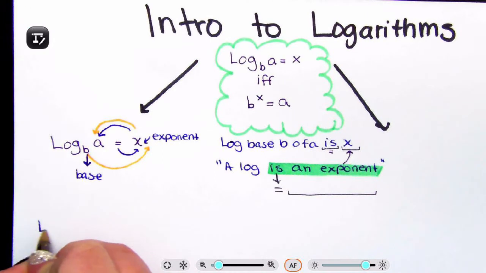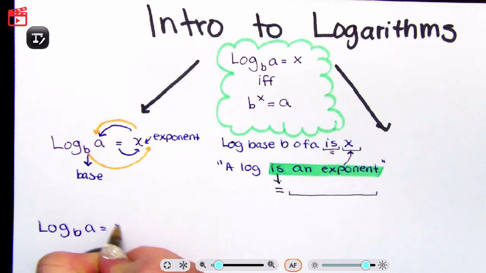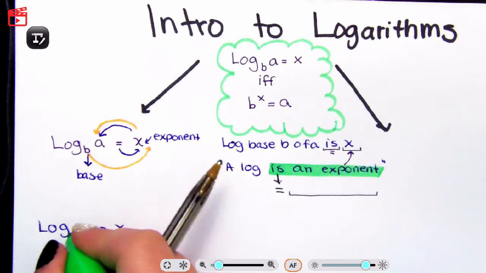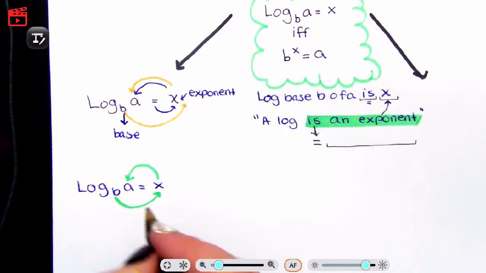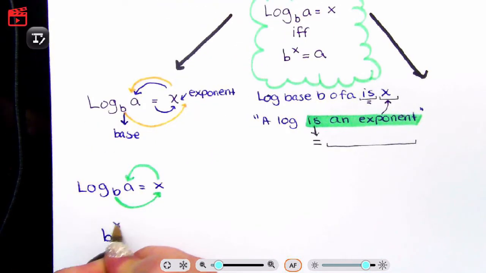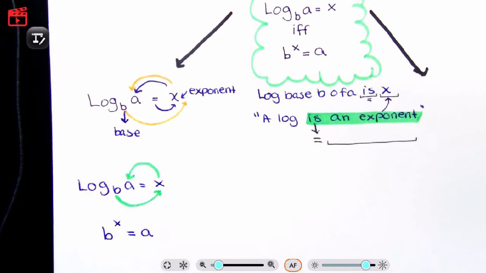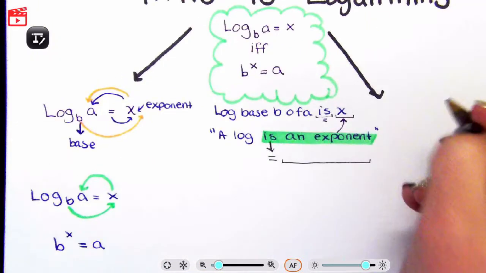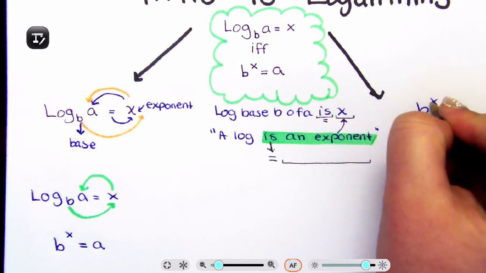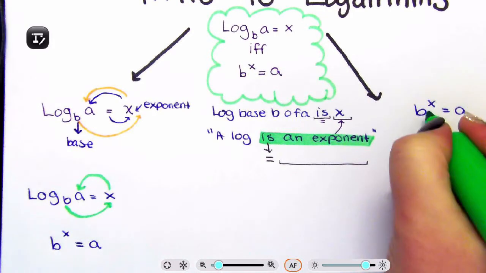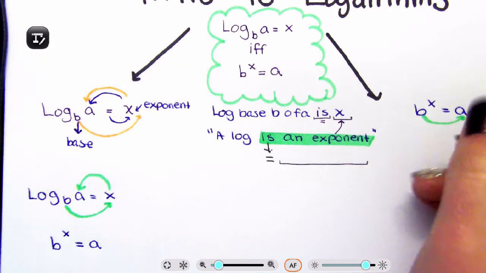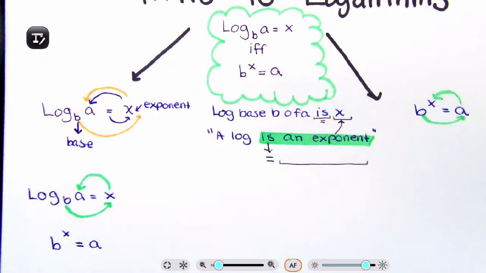So let's do this. Log base b of a is equal to x. We are going to go counterclockwise. So b, x is your exponent, is equal to a. So that means you have b to the x power is a. Now let's say we want to do it the other way. If we start out with b to the x is equal to a, we're going to convert that by writing it as a logarithm. So counterclockwise as well. b is your base, of a is x.